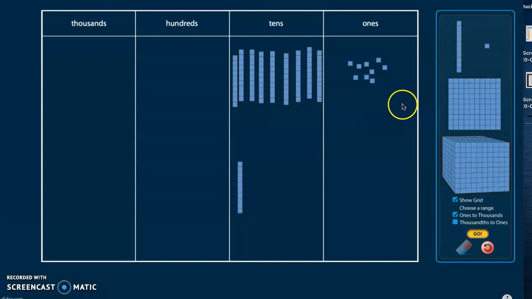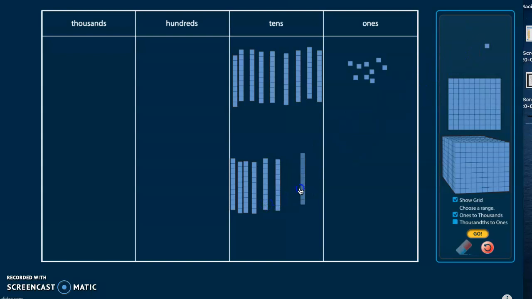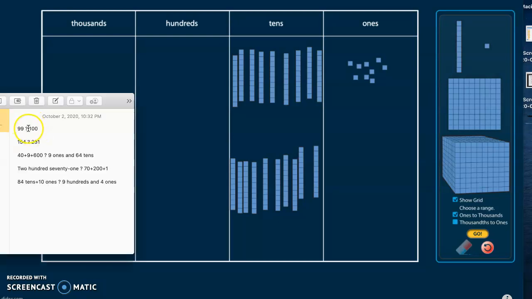So 1, 2, 3, 4, 5, 6, 7, 8, 9, 10. So that's only one more than 99, but 100 is still bigger than 99.